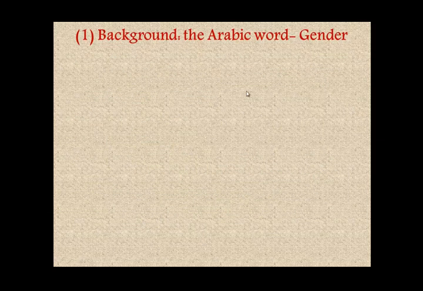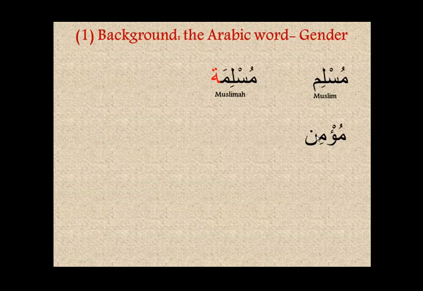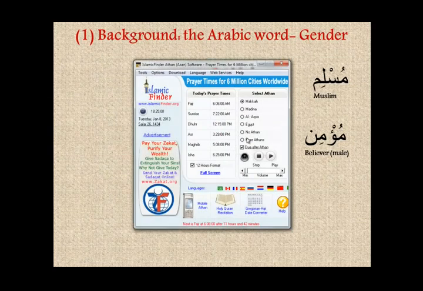Let's discuss gender in a bit more detail. Let's take the word Muslim, which is a male adherent or a follower of the Islamic faith. And if you add a ta marbuta to the end of the word Muslim, we get muslimah, which is the female version of a Muslim, namely a female follower of the Islamic faith. A second word, mu'min, which means a male believer. If we do the same modification, by adding a ta marbuta to the end, we get mu'minah, which is a female believer.